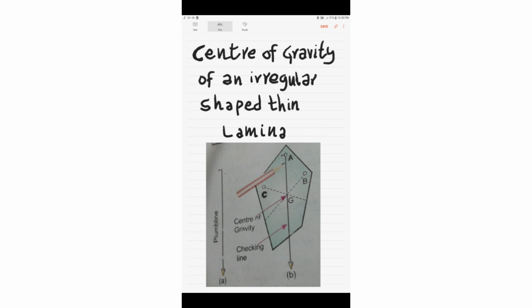You have to confirm it by drawing another line from the hole C. Note that this line also passes through the point G. So it will be found that all the vertical lines from the holes A, B and C have a common point G. This point G is the center of gravity of the cardboard.